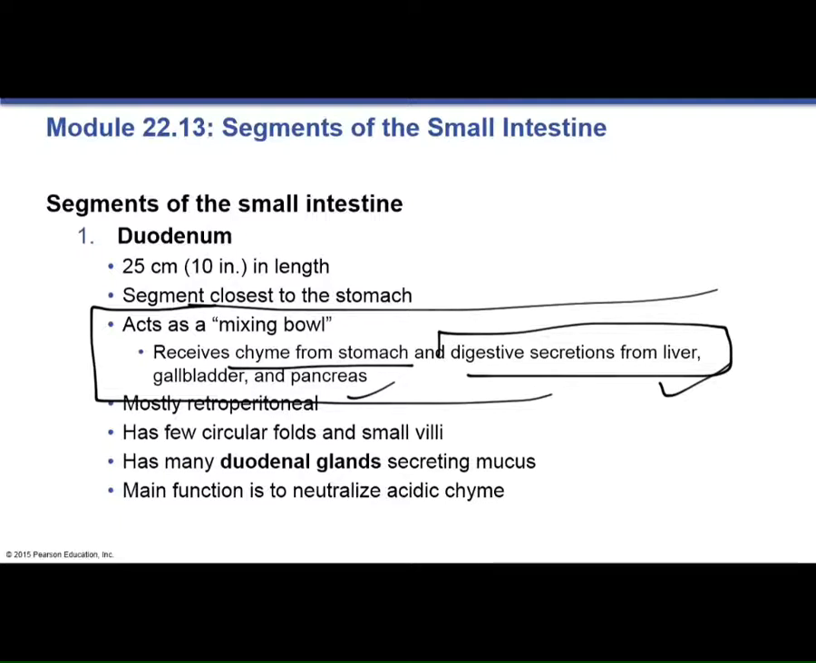And this is the segment coming out of the stomach. Think about it. This would be a very acidic area because of all that stomach acid, but the pancreas is releasing a lot of bicarbonate, which basically neutralizes this acidic chyme. So there are some duodenal glands and pancreatic secretions which are going to neutralize the acid. And once we get here, we'll see that there's a few folds and a few villi. But here we're really into mixing everything and neutralizing it.